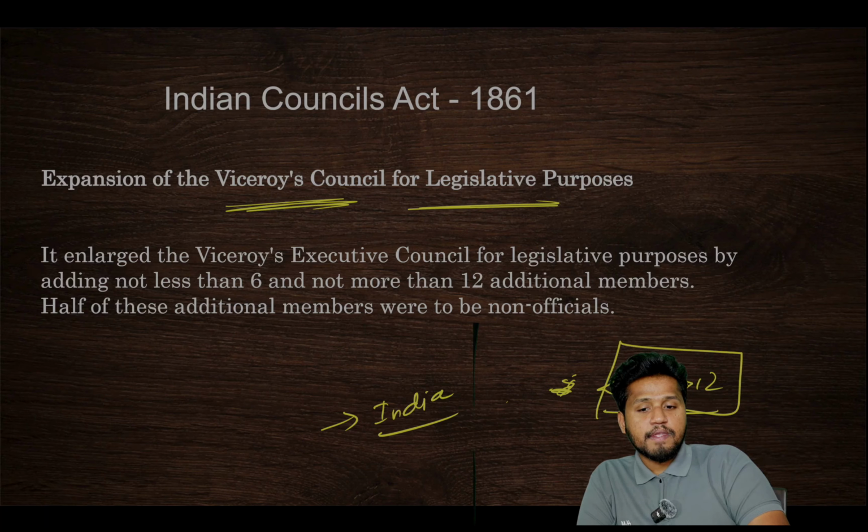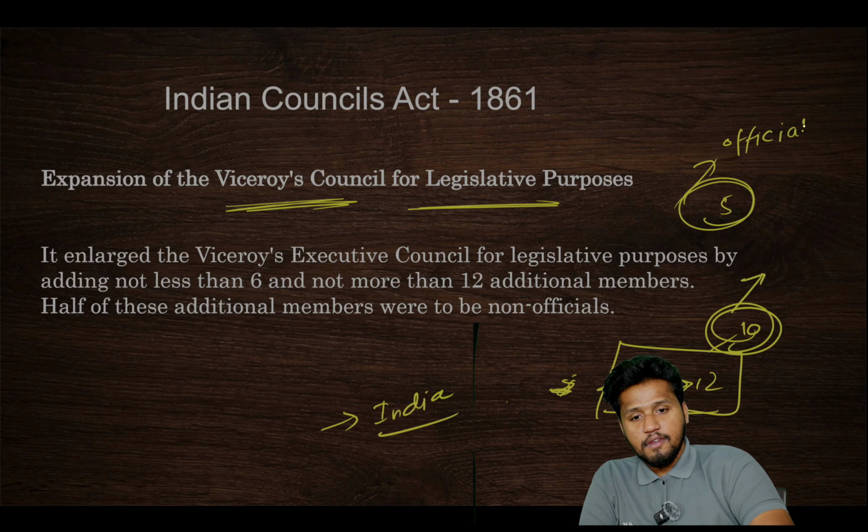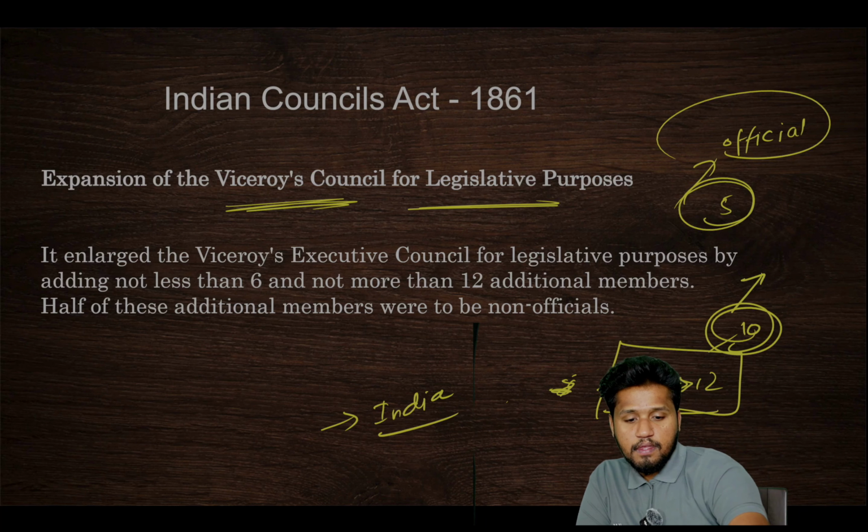In this strength, let's say if there were 10 members in the council, then of these 10 members, 5 members at any cost should be official members. We know what official and non-official mean, right?